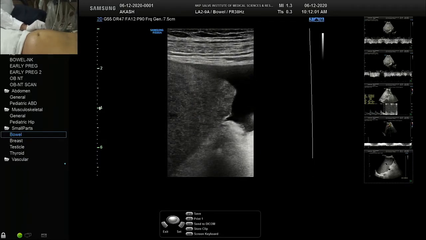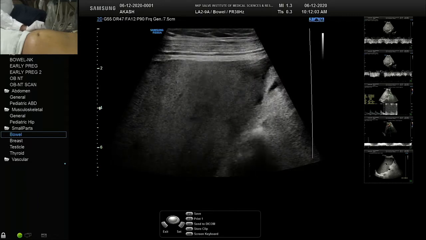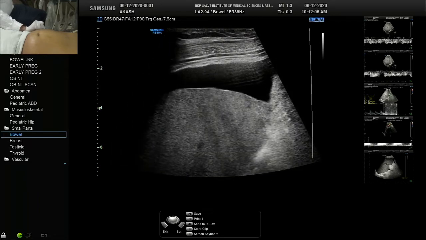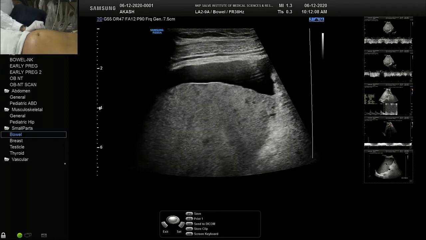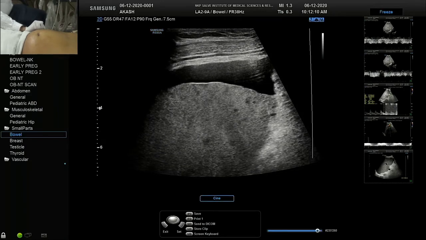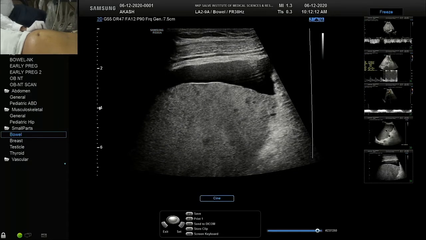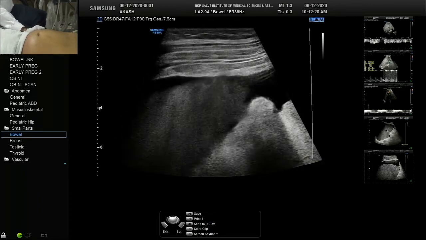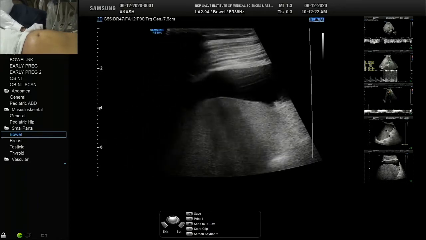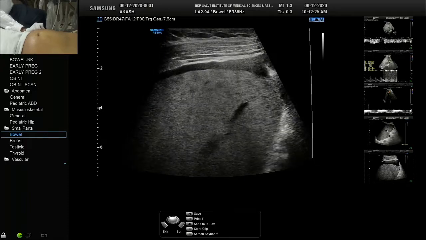Can use trapezoid to increase the, not very much, but there is some irregularity. As you can see here, the surface is not smooth. The liver surface is not smooth. There is irregularity, and that is again indicative, quite a significant finding to call it a liver parenchymal disease or cirrhosis of liver. You can see it.